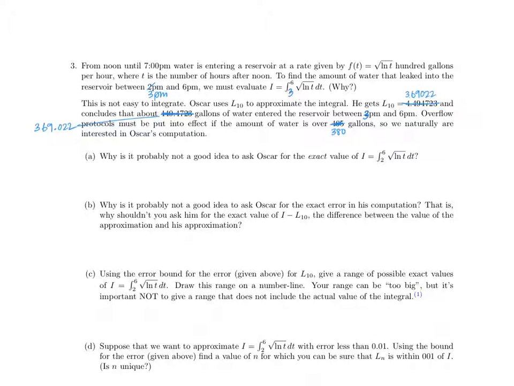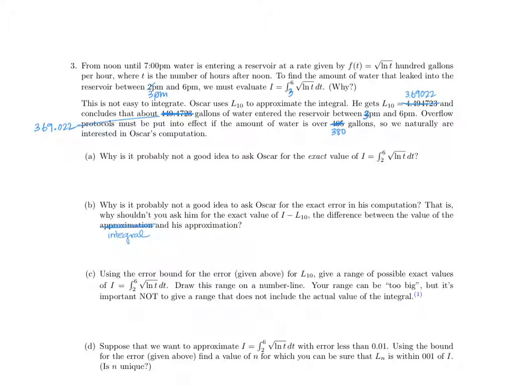Why is it probably not a good idea to ask Oscar for the exact error in his computation? That is, why shouldn't you ask him for the exact value of I, the value of the integral, minus L10, the left-hand approximating method? That's the difference between the value of the integral and his approximation. Well, if he had his approximation and the exact error he was making, then he would be able to find the exact value of the integral, which is unfindable, like we talked about in part A.